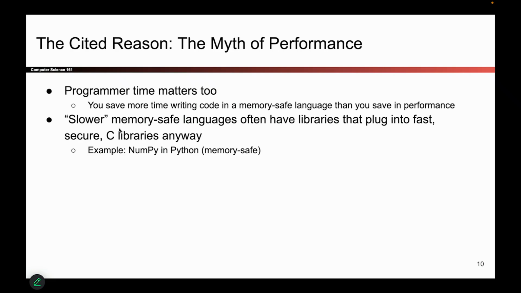Maybe one more thing that I would point out is that even if you use a language that is slower, like, say, Python, those languages often have libraries that plug into faster languages. So you might say, I don't want to use Python because it's so slow, but Python has libraries like NumPy that actually plug into an underlying C library. And so that's another way of using a memory-safe language, but also getting performance. You just plug into libraries that are written in really fast languages like C and Rust.